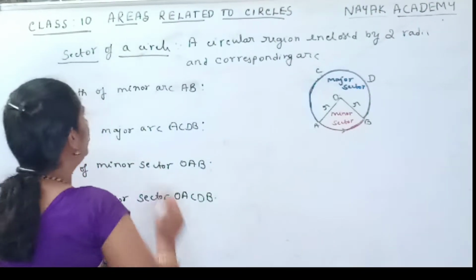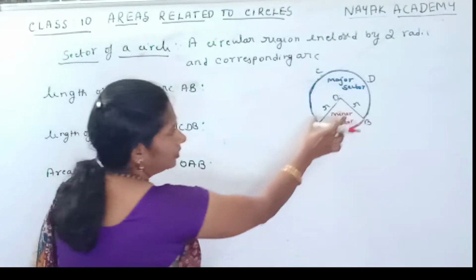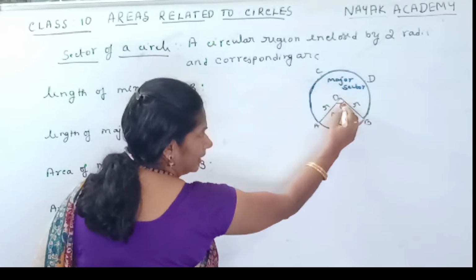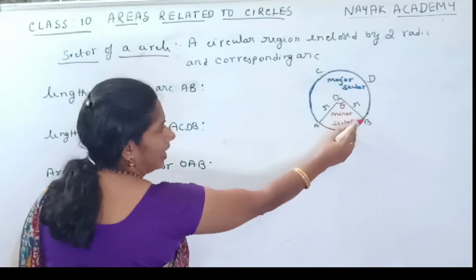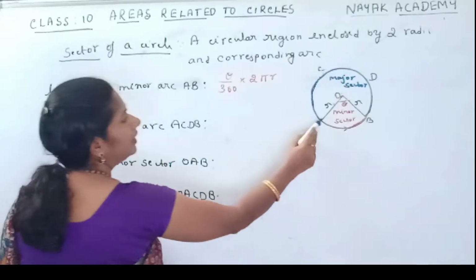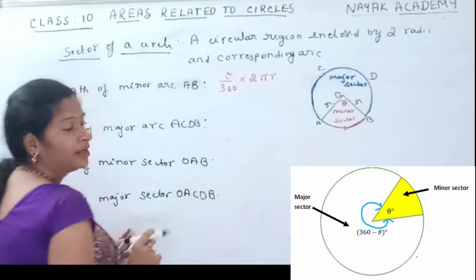Now how to find the length of the minor arc AB? The angle formed between these two radii, let it be theta. Then we can find the length of the minor arc AB using the formula. Now how to find the length of the major arc ACDB?